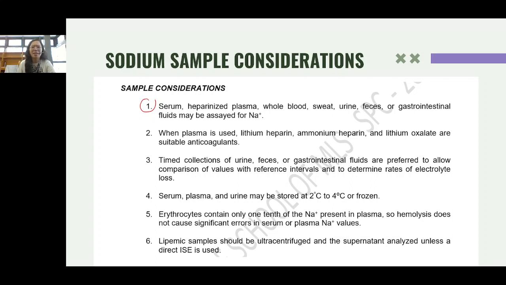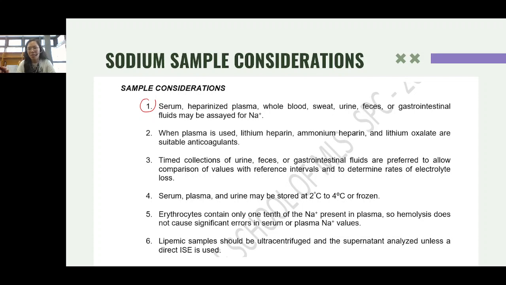And actually, kids, this is not just for sodium. In terms of measuring analytes in the urine, it will always be best to have a 24-hour urine collection for a better estimation of the analyte, rather than a random urine or just a single sample, the first one at micturition. And then number 4, serum, plasma, and urine may be stored at 2 to 4 degrees Celsius or frozen. Number 5, erythrocytes contain only 1/10 of your sodium.